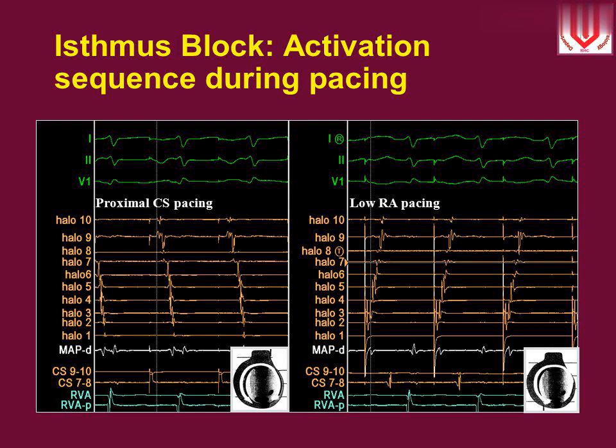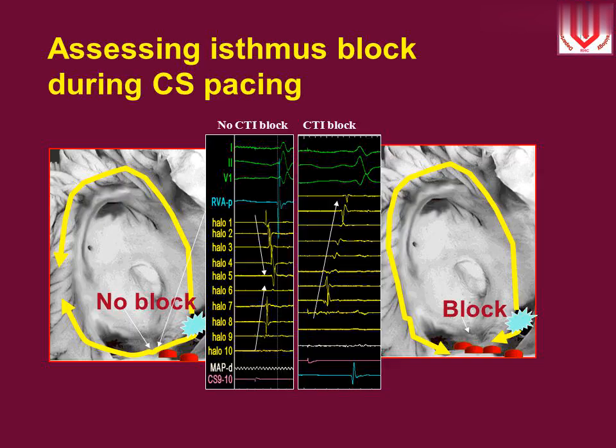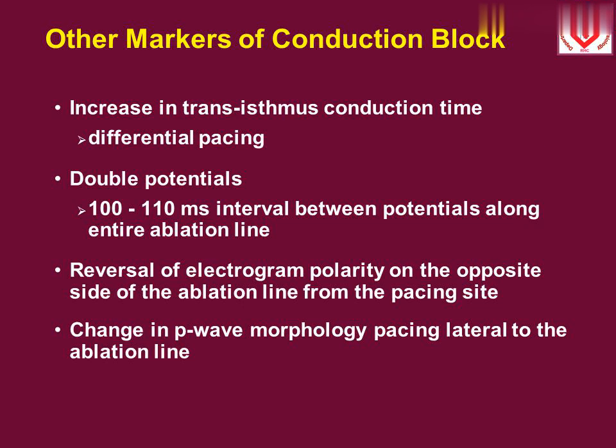Proximal CS pacing. Low RA pacing. Assessing isthmus block during CS pacing. No block, no CTI block. CTI block. Other markers of conduction block: increase in transisthmus conduction time; differential pacing; double potentials, with a 100 to 110 ms interval between potentials along the entire ablation line; reversal of electrogram polarity on the opposite side of the ablation line from the pacing site; change in P-wave morphology pacing lateral to the ablation line.